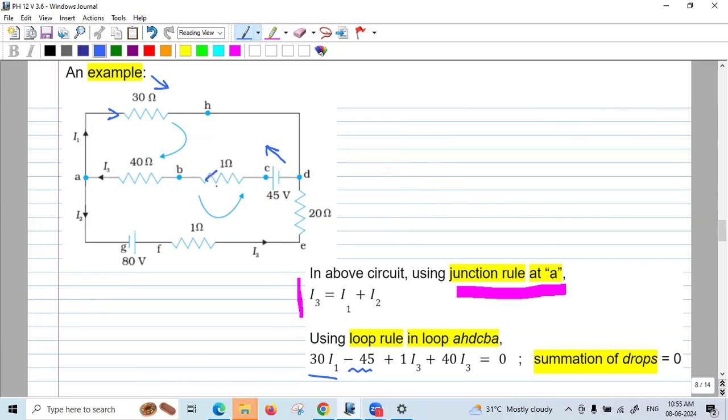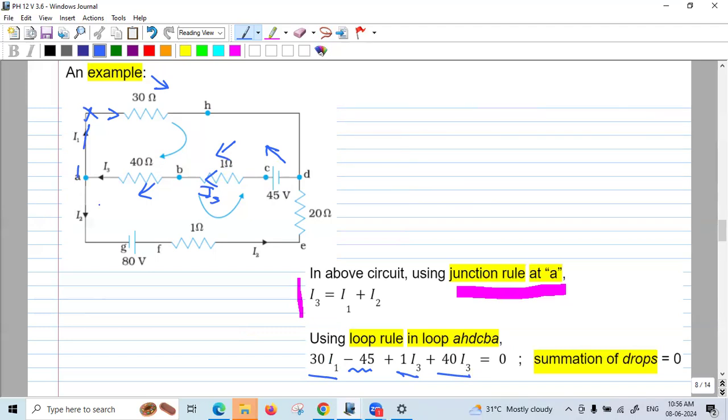This I3 current is flowing this way. I'm going along the direction of current, so there'll be a voltage drop of I3 into 1, and since it's a drop, I'm putting a plus sign. And it is 40 ohms. Again I'm going in the direction of the current, so there will be a voltage drop, 40 I3. After that, I'm closing the loop. I started from this point, came up to here, and this point is the same as this point, so I have to close the loop. Whatever is the drop along the loop, I have to add them up, and if there is a rise, I have to put the negative sign.